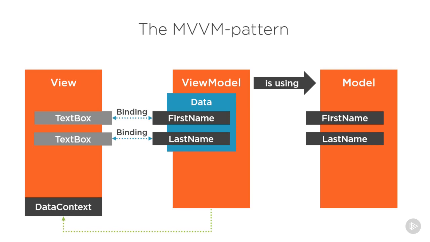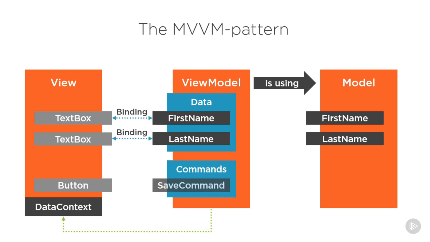Now in a real application, you don't only have data properties, you also have some actions that happen on the view. And these actions are exposed by the view model in the form of commands. So beside the public properties with data, the view model has public properties of type ICommand. And so the view is also binding to these properties. So for example, you have a Save button in the view, and that button is using the Save command property of the view model with a data binding.